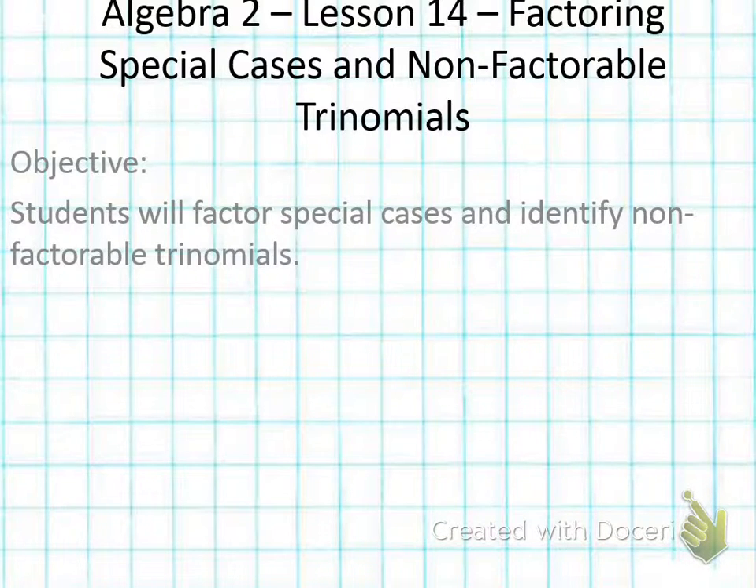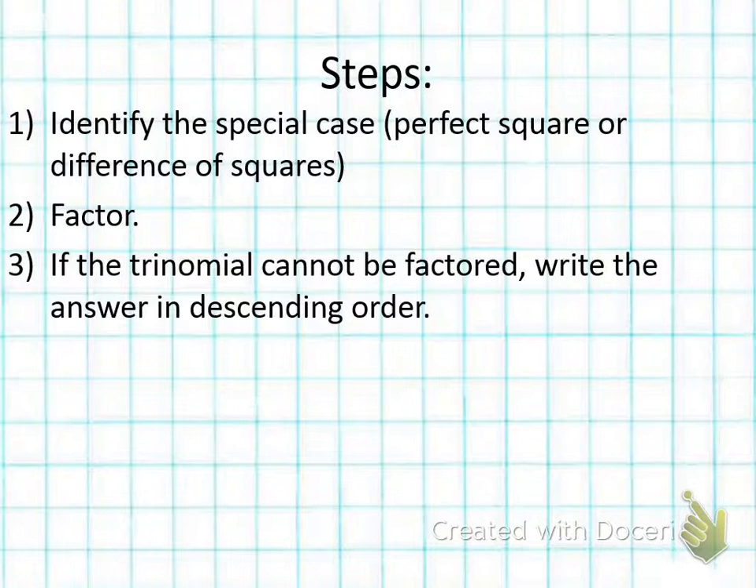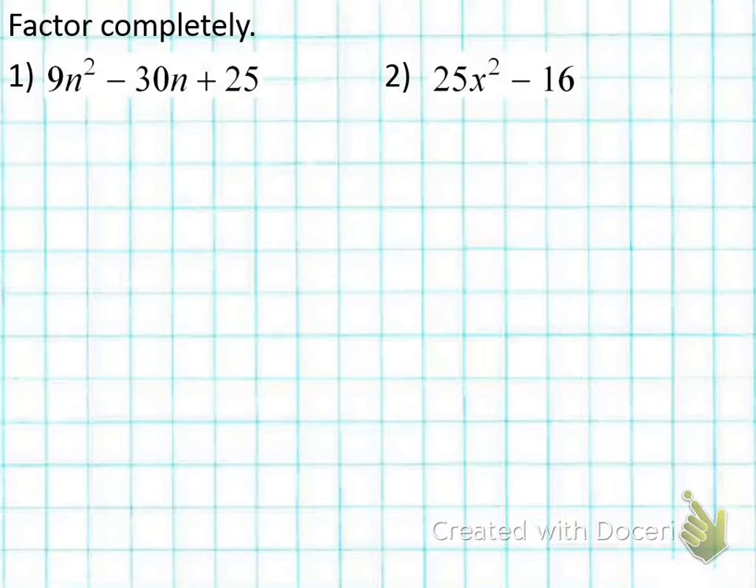Here we go. These are the steps for today. Identify the special case. There's two kinds: perfect squares and difference of squares. So you already know difference of squares. You should know both of them. We factor it. And then sometimes you can't break it apart. Sometimes we try to do an Xbox, or we try to see if there's a special case and there isn't. So, okay, here we go. Numbers 1 and 2.